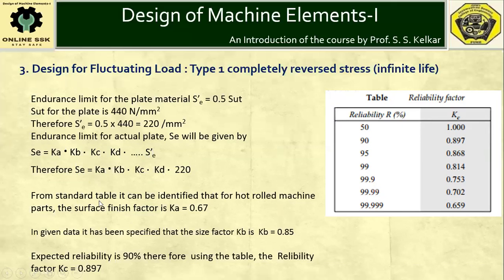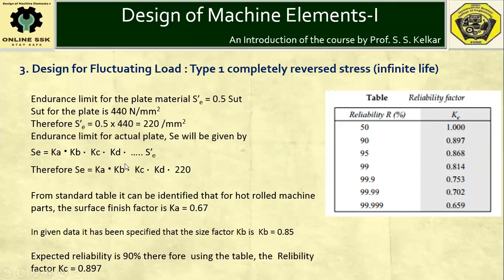Now, referring to the standard table, one can find out Ka. Ka is the surface factor, surface finish factor rather, and by referring to the standard table, one can find the value of Ka equal to 0.67. Surface finish depends upon the manufacturing process, and in this particular case, the manufacturing process is hot rolled machine part. So the surface finish factor Ka for a hot rolled machine part is 0.67. So we are going to take this into account.